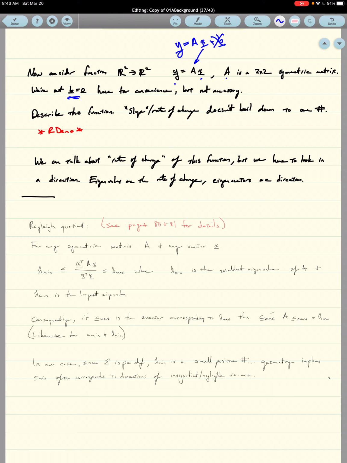Okay, so we have this very basic function, and I say, okay, describe it. It's a linear function. Tell me what the slope is. And you'd say, well, gosh, that's kind of hard. I mean, what do you mean by slope? It's tied up in the 4 numbers of A, because A is this 2 by 2. And I can tell you what those 4 numbers are, but that isn't all that meaningful for describing this function, for getting an idea of what it does. So the slope, or the rate of change, doesn't boil down to one number.